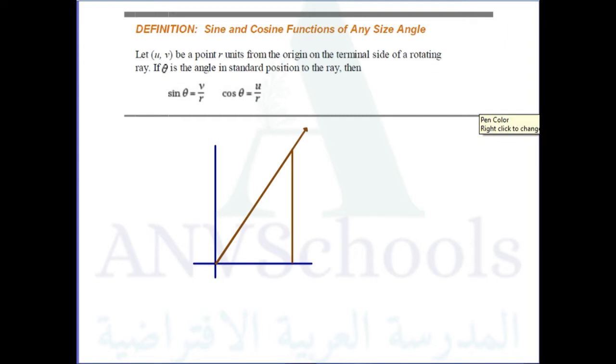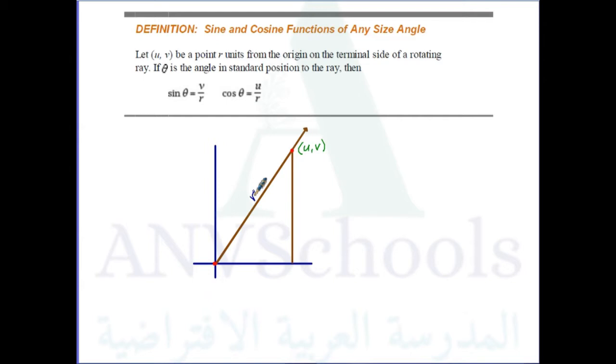So first, let (u, v) be a point r units from the origin. So let's say this is our point (u, v), and of course, we have to label this point as (u, v), where u is the x coordinate and v is the y coordinate. Where is our origin? Our origin is here. Next, this is r units away, meaning that this is called r. Next, we are on the terminal side. Yes, this is our terminal side.